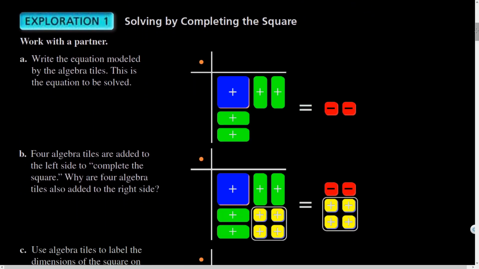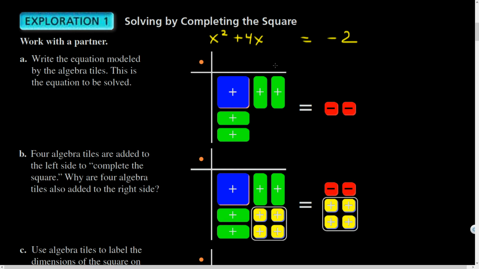All right, I know not everyone's a fan of algebra tiles, but here we go. Here's a little visual explanation about this idea of completing the square. The blue tile is an x squared, the green ones are x's, so that's 4x. Then I've got an equal sign, and reds are negative, equals -2. If I wanted to solve that equation, in the past we would have maybe added 2 to both sides, tried to factor, it wouldn't work, and we couldn't solve it.